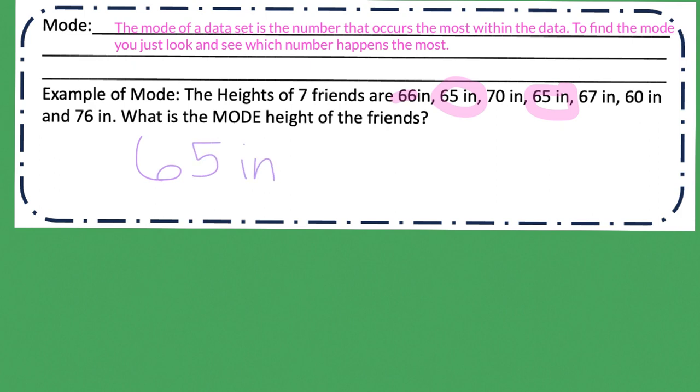If you have 2 numbers that happen the same amount of times, then both of those numbers will be the mode. If you have no number that is repeated, then there can be no mode.